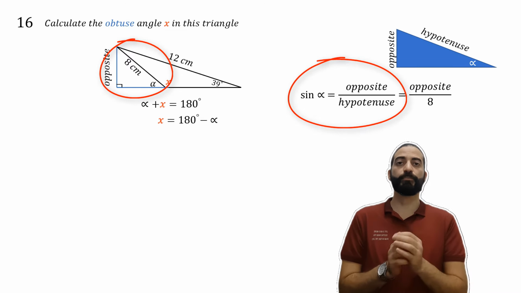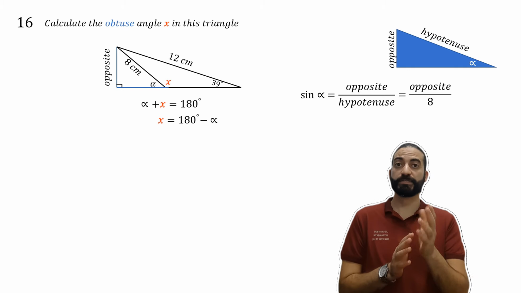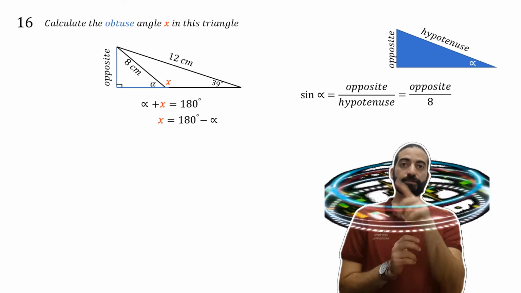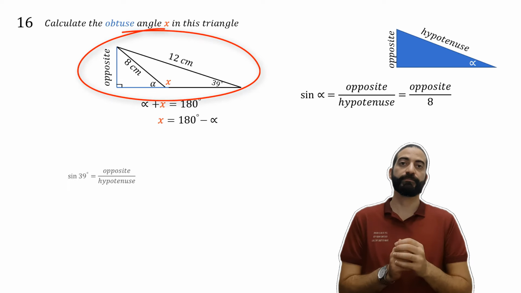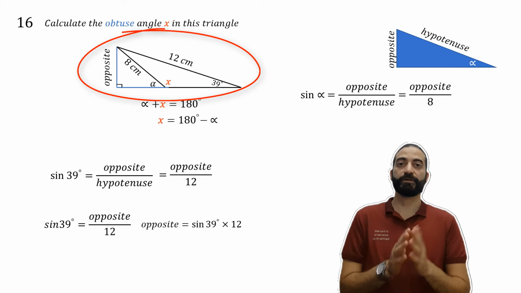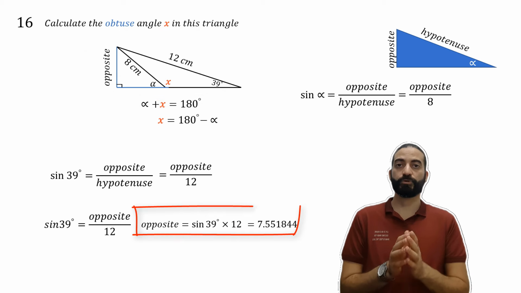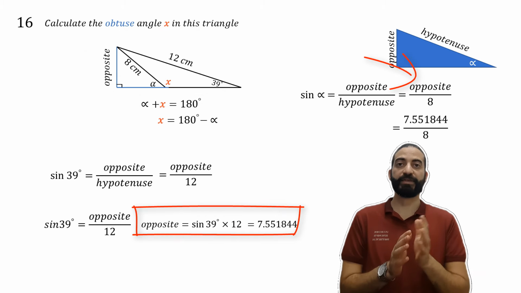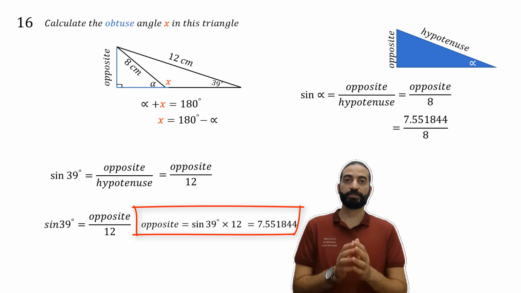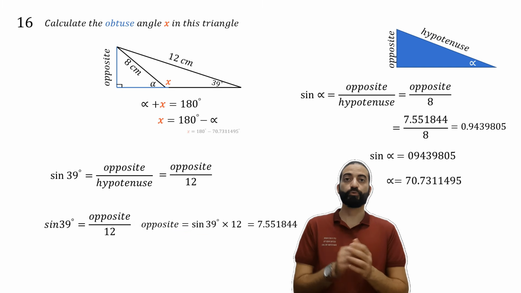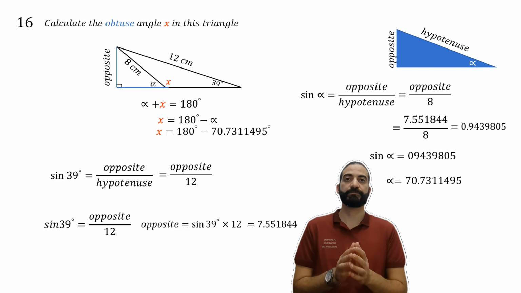But the opposite side we can obtain by using the same rule, but for this triangle. Now that we have the opposite side, we put it here to get alpha. Now we put alpha here to get x.